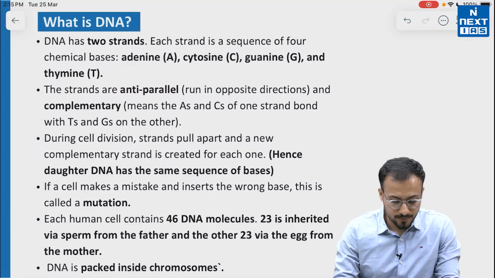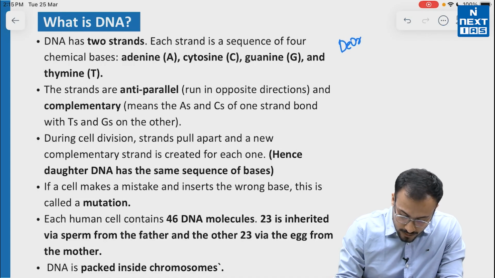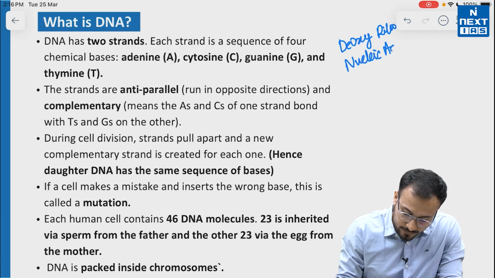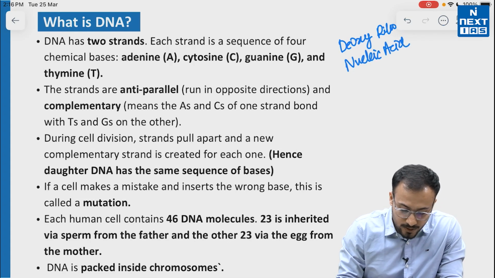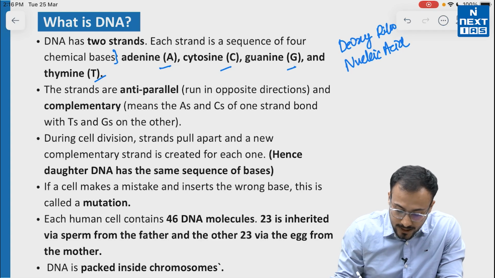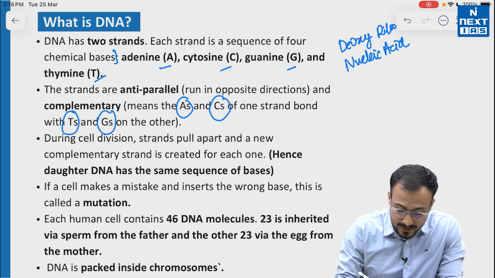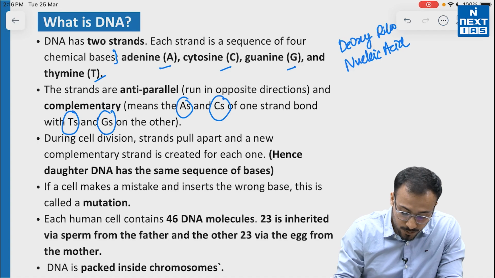So what is DNA? DNA has 2 strands. DNA means deoxyribonucleic acid. Each strand is a sequence of 4 chemical bases: adenine, cytosine, guanine and thymine. The strands are anti-parallel, that is, they run in opposite directions, and complementary, that means A's and C's of one strand bond with T's and G's on the other. During cell division, strands pull apart and a new complementary strand is created for each one. Hence, the daughter DNA has the same sequence of the bases.